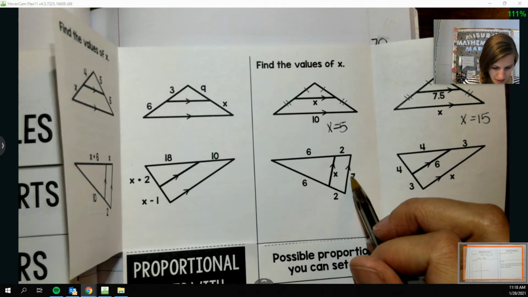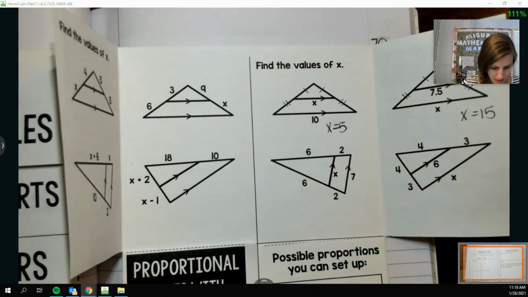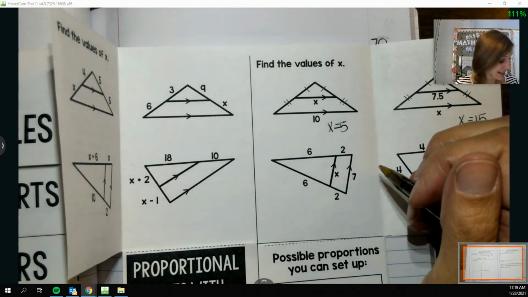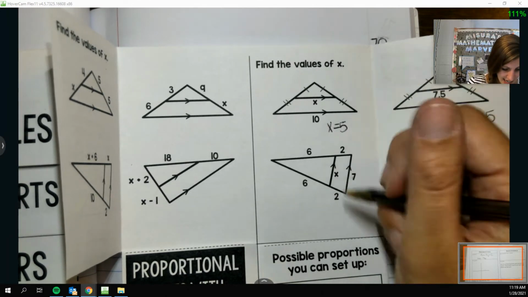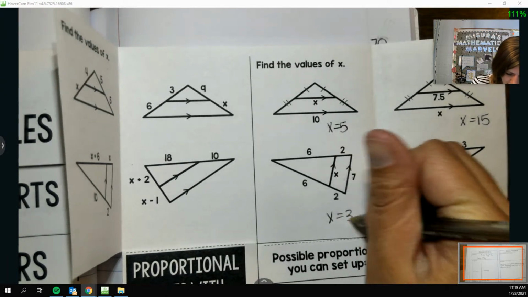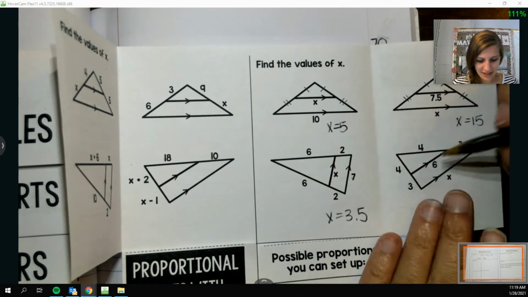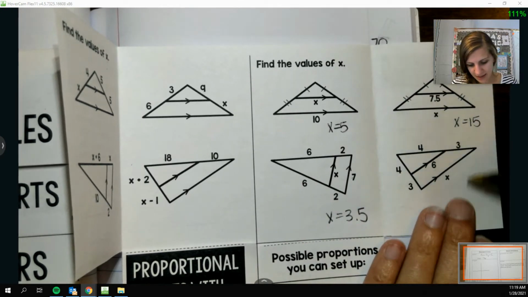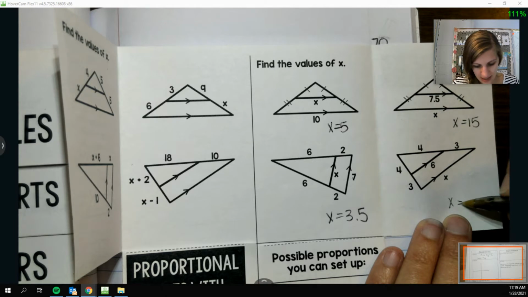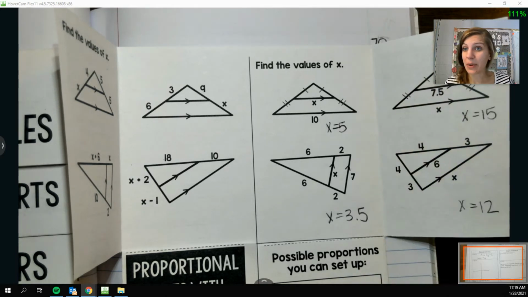Oh my gosh, sorry. I blanked out for a second. I need to take half, so 3.5. And then lastly, we're going from small to big, so we double. So x is 12. Oh my gosh, I totally had a brain fart there.